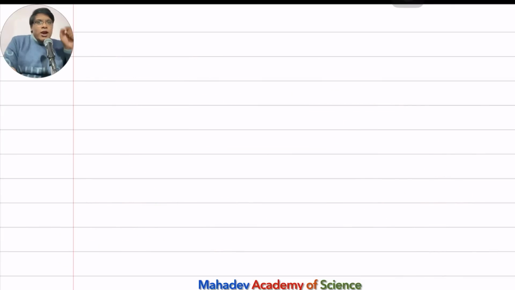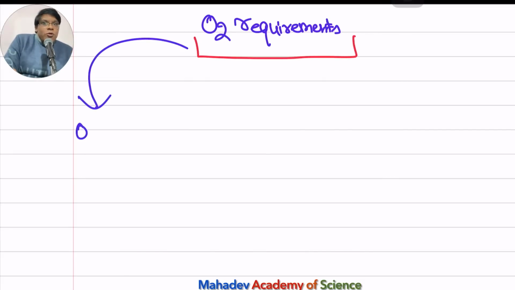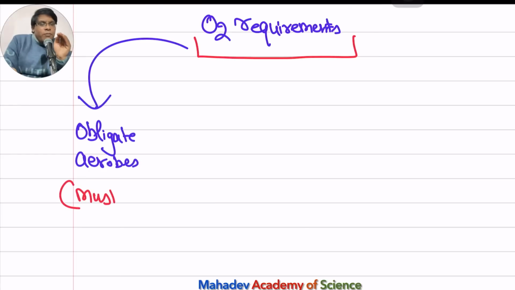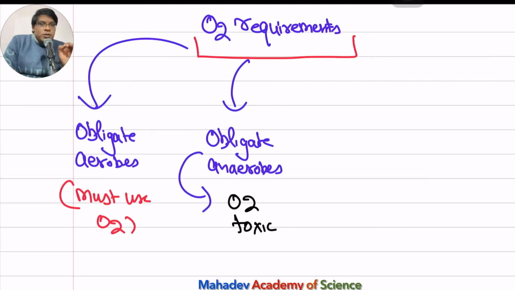Here I also want to tell you, based on oxygen requirement, living organisms can be aerobes. One is obligate aerobes. Obligate means compulsory. So there are living organisms which are obligate aerobes, meaning they must use oxygen for their survival. Now there are living organisms known as obligate anaerobes. Keep in mind, obligate anaerobes are not going to survive in the presence of oxygen. Oxygen is toxic to them.